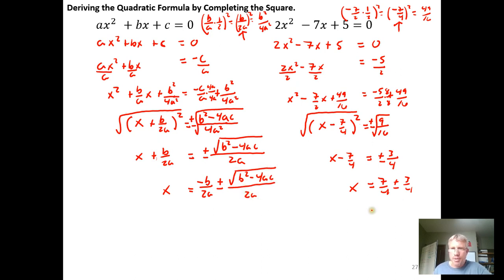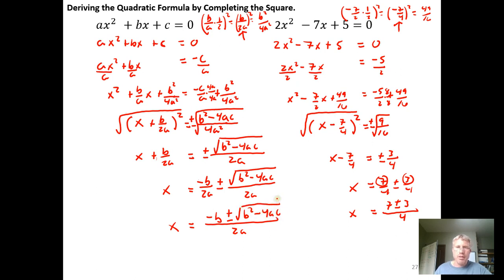And then our last step here that we could take if we wanted to is we could say, hey, look, I have a common denominator. The 4 is the same. So it's going to be the numerator 7 plus or minus the numerator of 3. And so I can do the same thing here. I can say x equals, hey, the denominator looks like it's the same. It's just a 2a. But it's going to be the numerator negative b plus or minus the other numerator, which is the square root of b squared minus 4ac. And there is the quadratic formula derived from the process of completing the square.